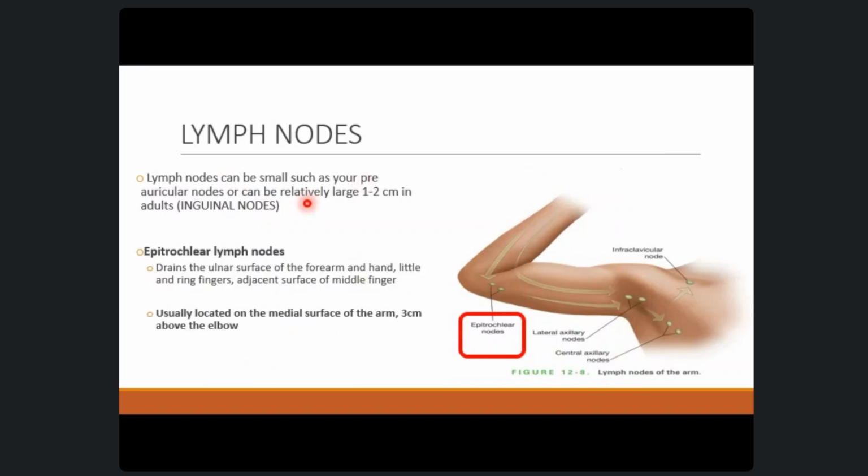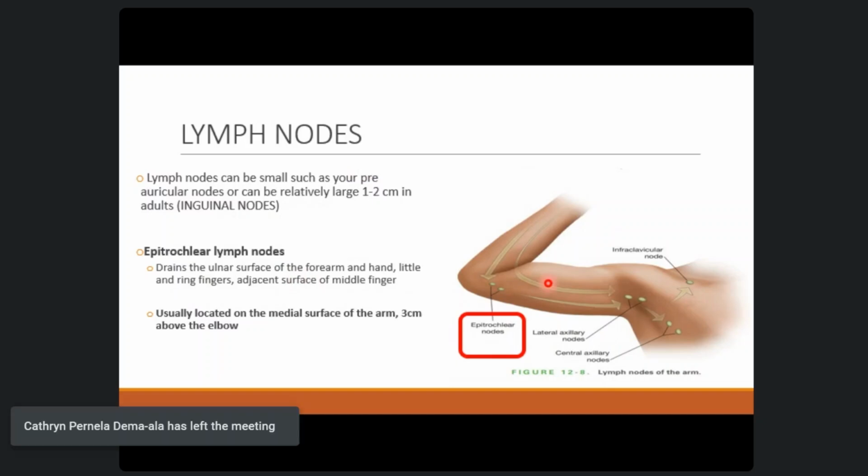So the lymph nodes can be small. So remember, sa preauricular, you have a small node there, and they can be even large. So a good example is your inguinal node. So it can be about 1 to 2 cm. So the epitrochlear. So ito yon, yung epitrochlear nodes.